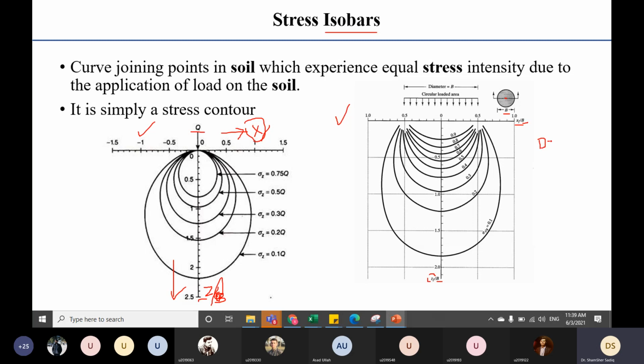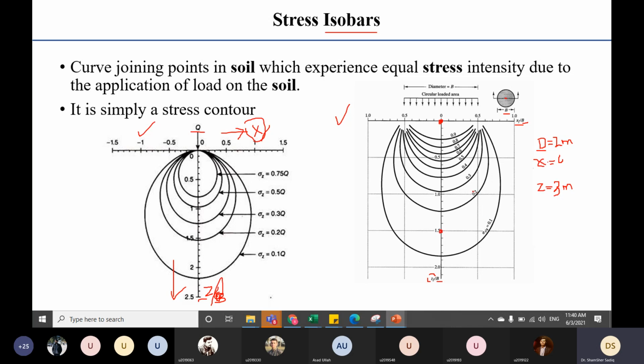So suppose the diameter of your foundation is 2 meters, and you want to calculate at the center, so that means your x becomes 0. And the depth at which you want to calculate is, suppose, 3 meters, so z will be 3 meters. Now x by b will be 0 by 2, so this is the x location. Now z by b, which is basically depth by diameter, will be 3 divided by 2, meaning 1.5. So 1.5 means this one.